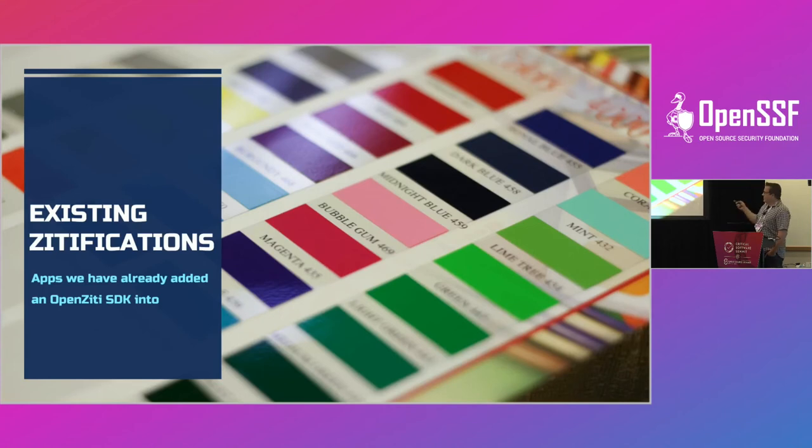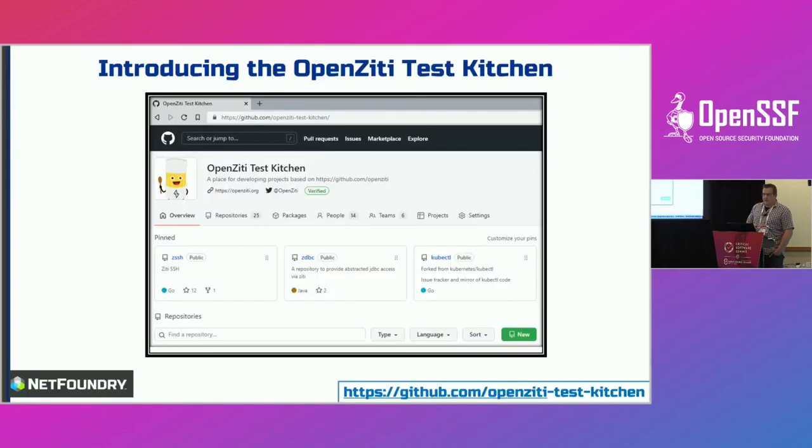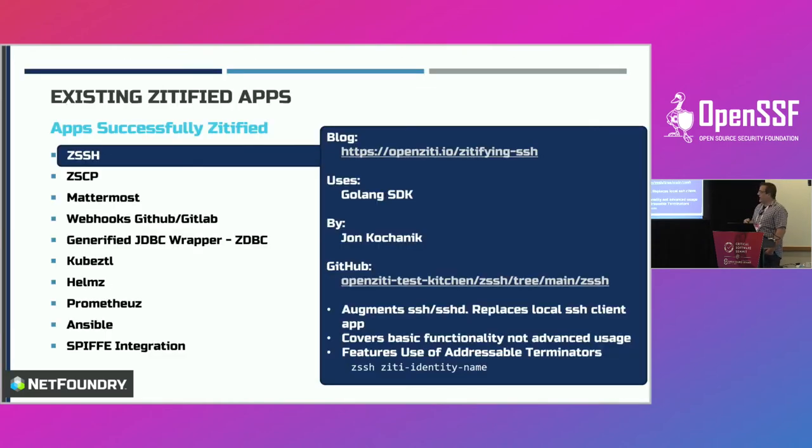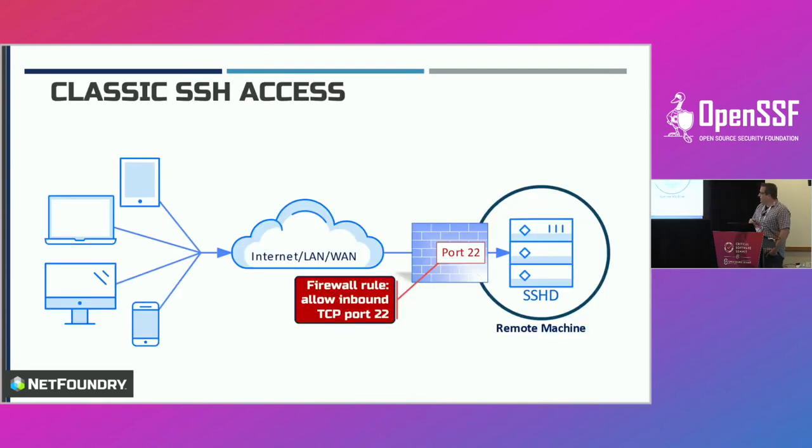Okay, so here's where we're going to talk about some of the existing things that we've already done. Out on GitHub, we have this thing called the OpenZiti Test Kitchen. This is where we try out interesting new things, where we make our Zitifications. One of the Zitifications that we have started with is ZSSH. Teleport, I saw on top of Hacker News today. I don't know if anybody's talked to the Teleport guys out there. They have come up with an SSH for Teleport today. At least it's on Hacker News today. And why would people do that? Well, it's the same reason, right? Port 22 is exposed to the world.